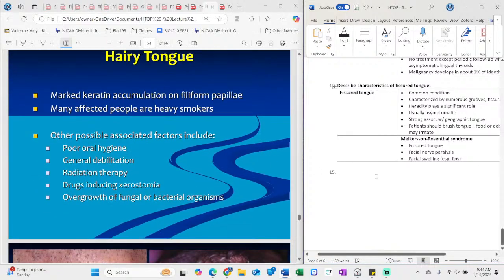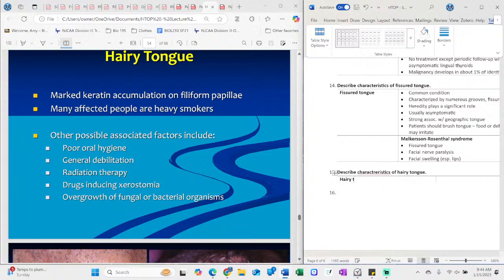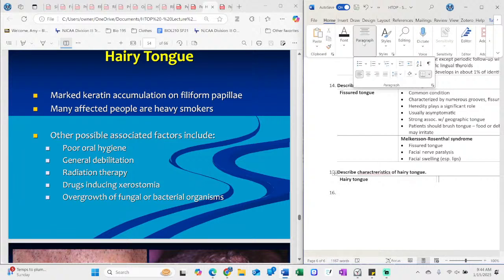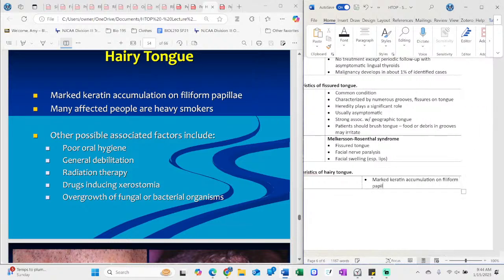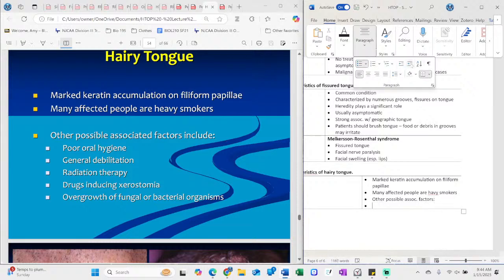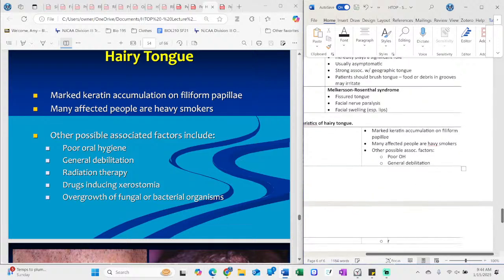Hairy tongue, I guess we have done that too. Let me see how much time we have. So hairy tongue, possible causes: poor oral hygiene, or if the patient is on some medications that are causing dry mouth, or if they have had head and neck radiation that can cause xerostomia, or there may be excess accumulation of keratin on the filiform papillae, or there is reduced desquamation, cleaning of that excess keratin. That is what causes hairy tongue.